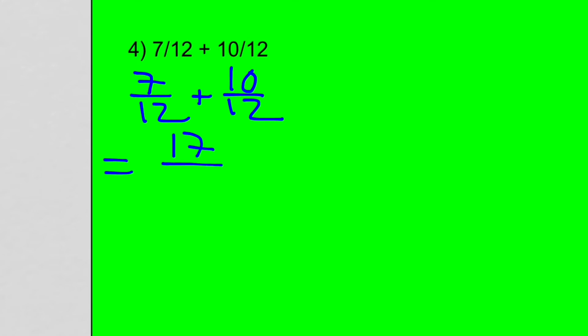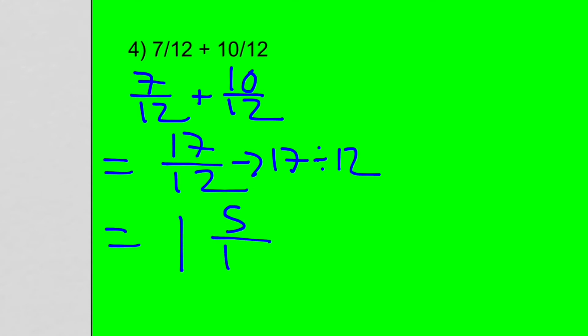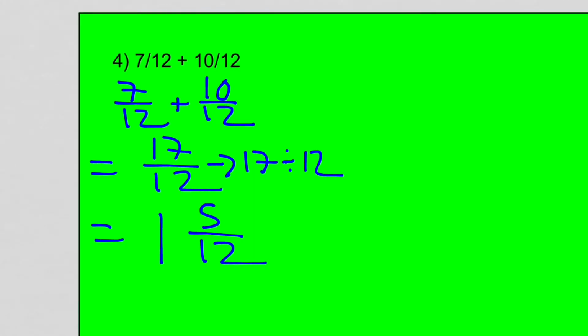Same thing here in number 4. So if I have 7 over 12 plus 10 over 12, I add up the numerators, I get 17 over 12. And then this means 17 divided by 12. Or how many groups of 12 fit inside 17? 1. Remainder 5 out of what should have been a group of 12. Okay, those are all same denominator questions.